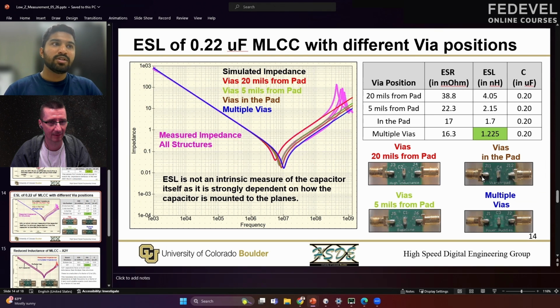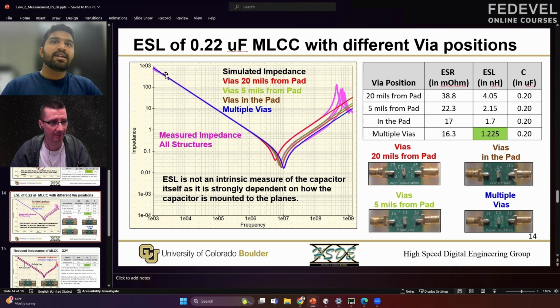Then in the third structure, we don't see the vias, so we have 2 vias, each via right below the pad. And then we have the multiple via structure, wherein we have 6 vias in all, 3 vias near each pad. Now we are going to compare the impedance profile for all of these 4 structures, and let's see what we analyze out of them.